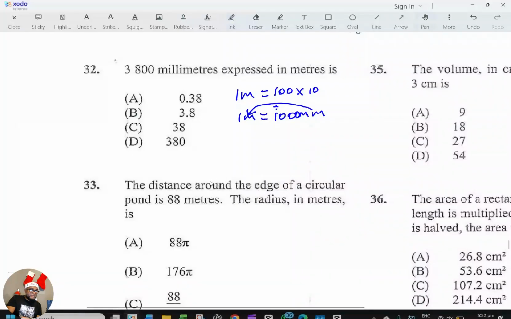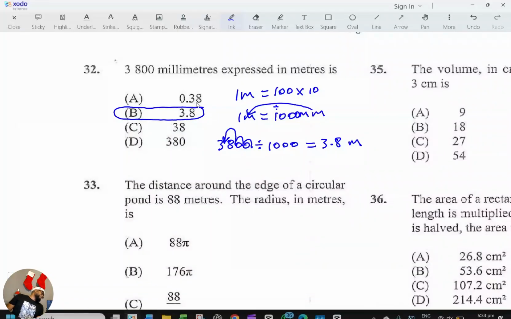You divide, right? So it's going to be 3,800 divided by 1,000, which means you're moving your decimal point 3 spaces to the left. So this will become 3.8 meters. B for bat. Everybody good there? B for bat.